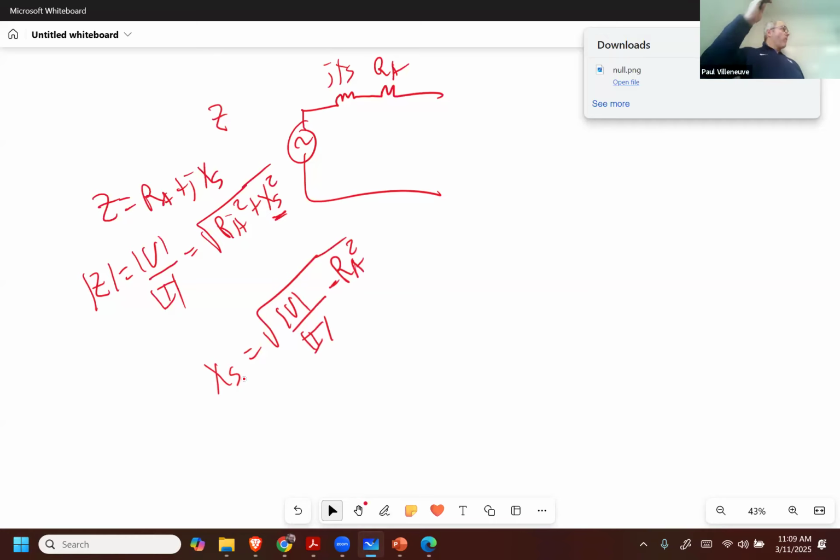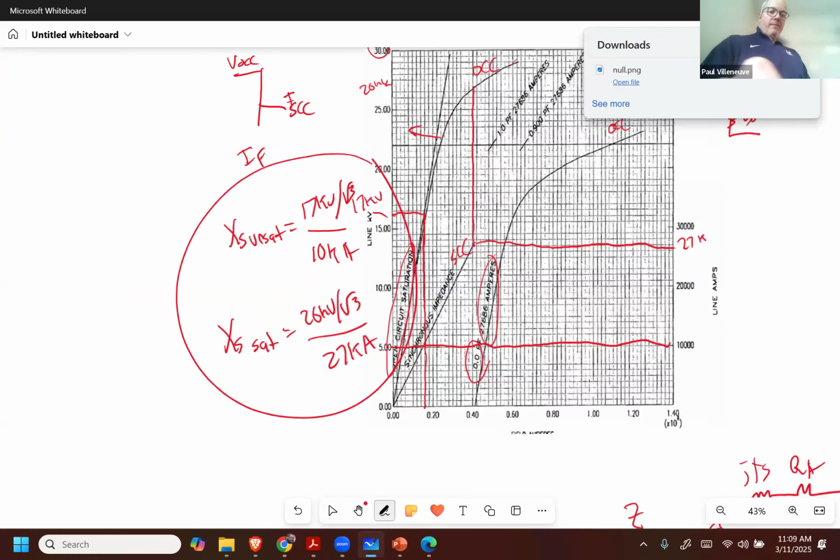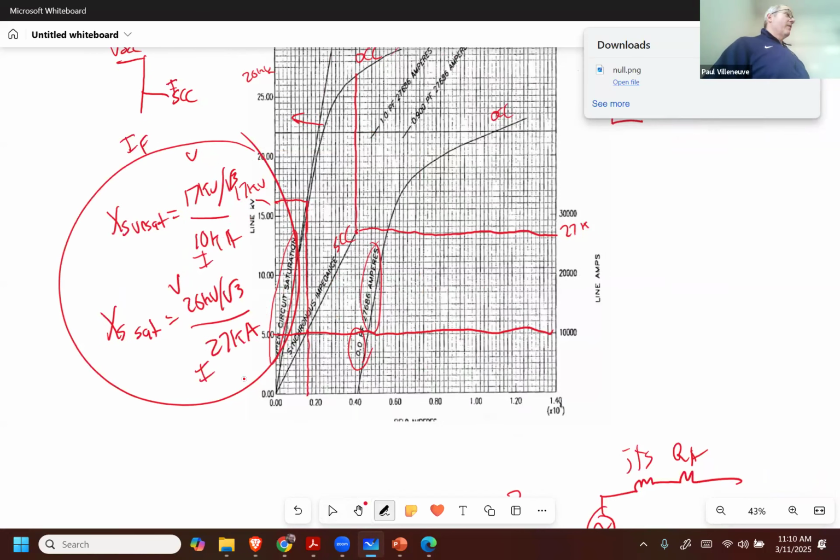Do we have V and I in that? Yes. Those two. This is V and this is I for the unsaturated value. This is V and this is I for the saturated value. So we would just use the 26K over the 27K, or I guess all those greater than 30. Don't forget to divide by the square root of 3. And that's for the saturated value. For the unsaturated value, we would use the other one, the 17K over the 10K.